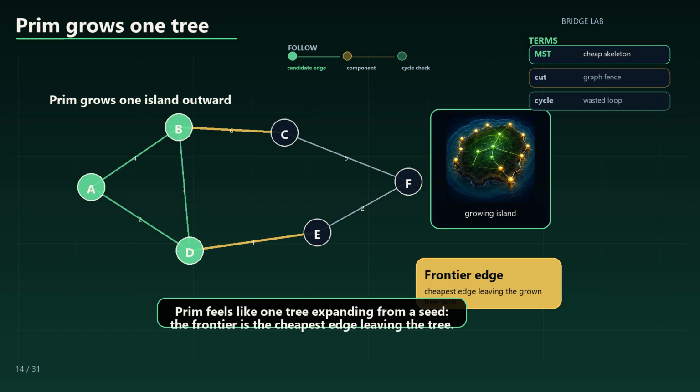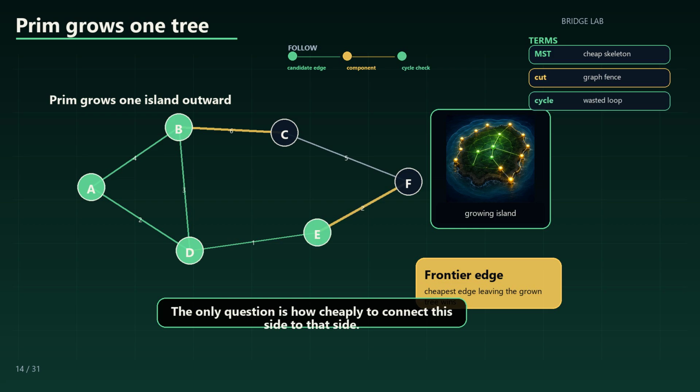Prim feels like one tree expanding from a seed, the frontier is the cheapest edge leaving the tree. Imagine two islands are already internally connected. The only question is how cheaply to connect this side to that side. If an edge is the cheapest bridge crossing the boundary, any final network must pay for some crossing, so paying the cheapest one cannot make the answer worse.